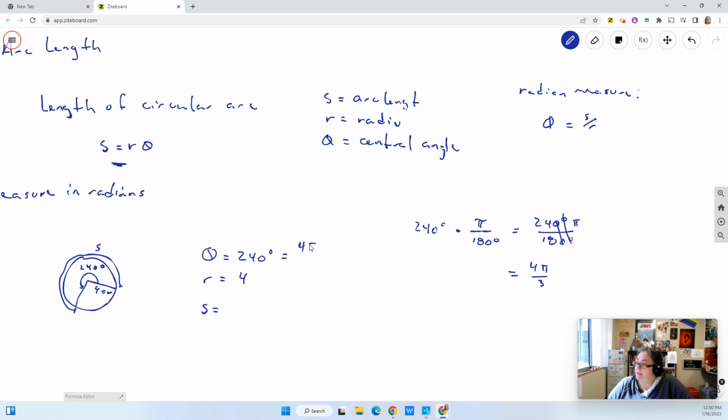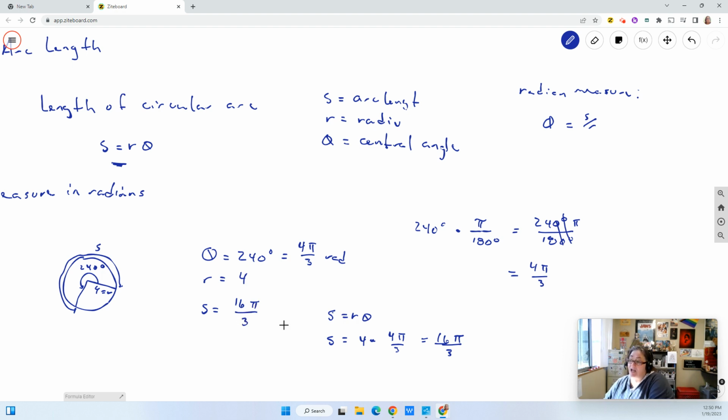This is 4 pi over 3 radians, right? And so it makes it really easy for us to solve for S, because S just equals the radius times our theta, right? So it just equals 4 times 4 pi over 3, right? Which gives me 16 pi over 3. And if we could reduce that, we would, but we can't. So it is going to stay at 16 pi over 3.